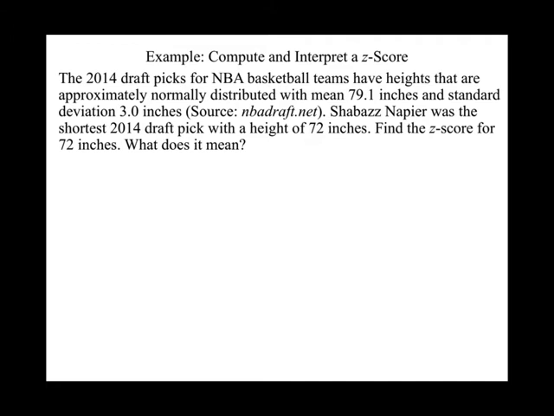What does it mean? So we are looking for the z-score. We have this formula here, and x represents your value. So this is going to be 72 inches in here. And what's the mean? 79.1. The standard deviation will be the 3 here. So plug it in. Use your calculator to see what you get.